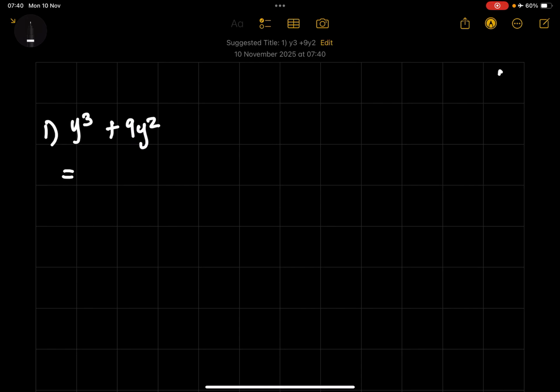Let's factorize each expression completely, step by step, and always checking the highest common factor first. So you always check if you have a highest common factor, HCF, first.